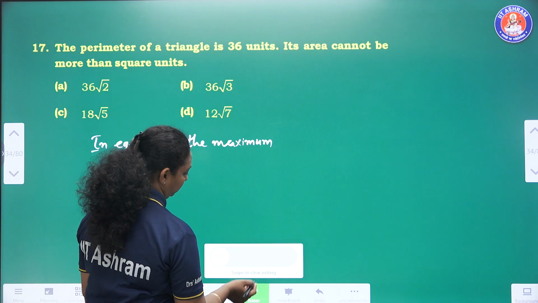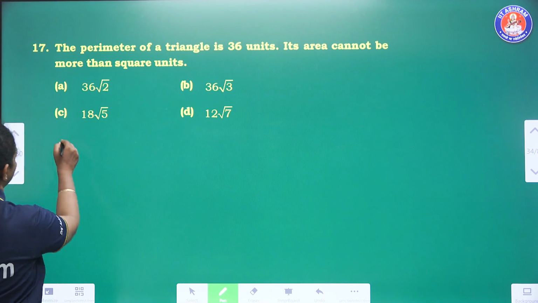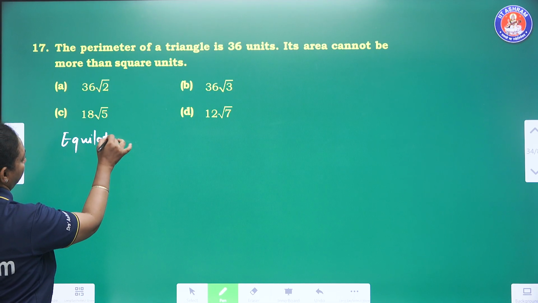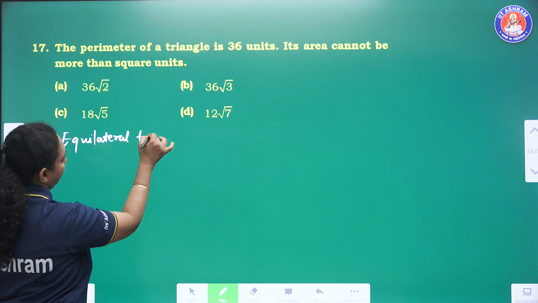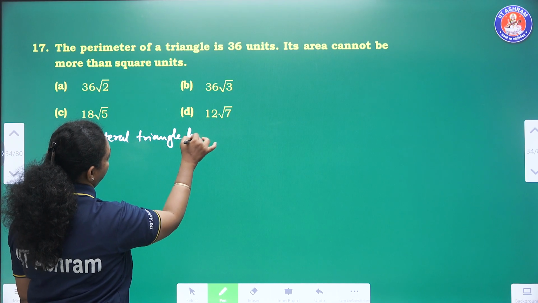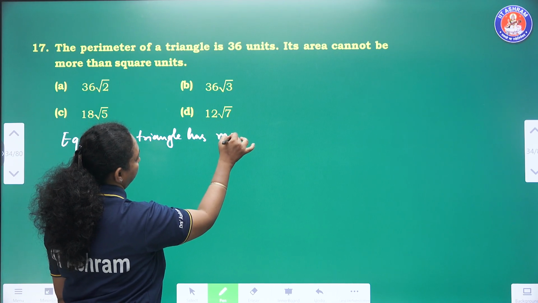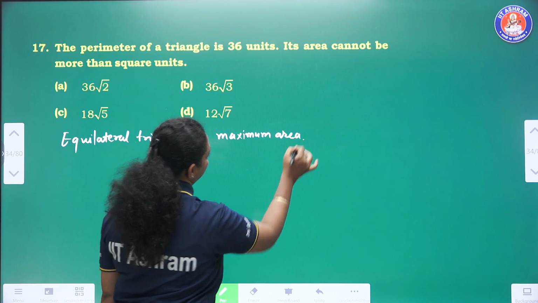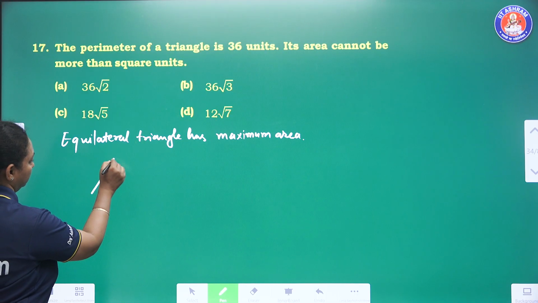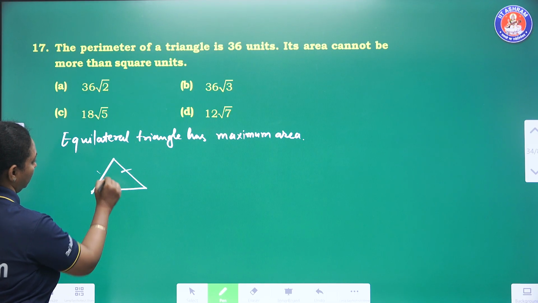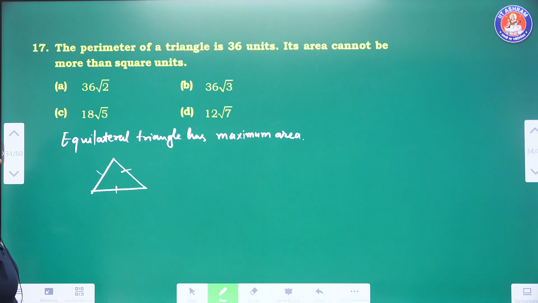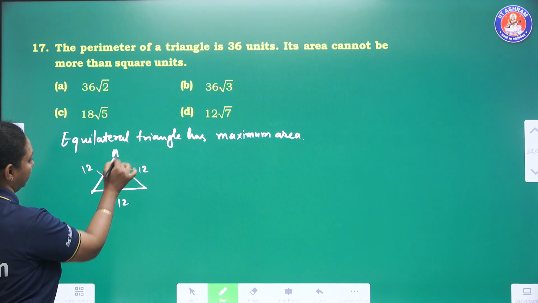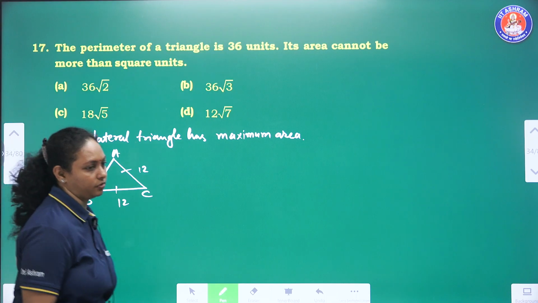So we are going to find the equilateral triangle, which has the maximum area. All three sides are equal and the perimeter is 36. So it is 12, 12, 12. So each side of the triangle ABC is 12 units.